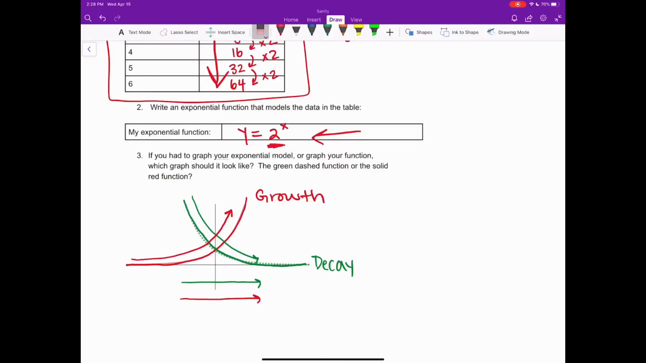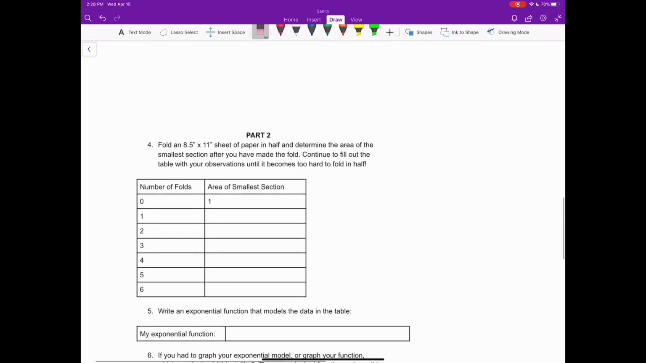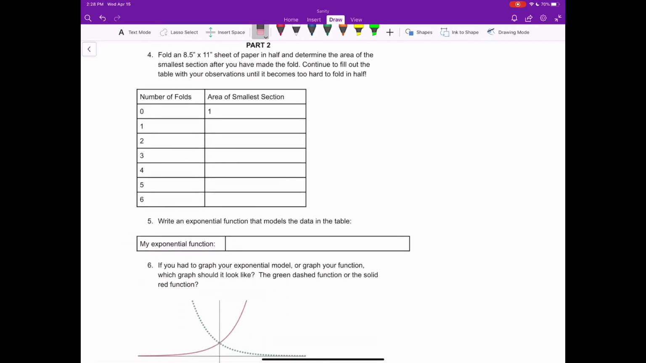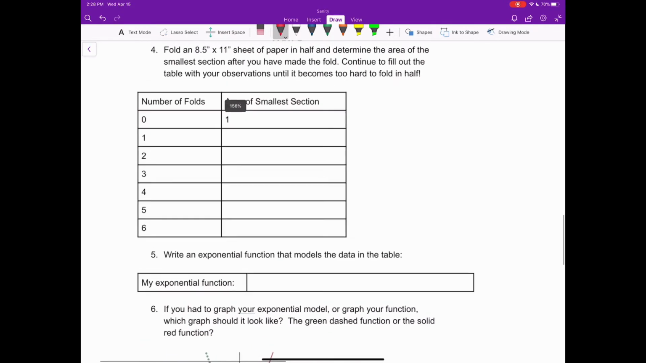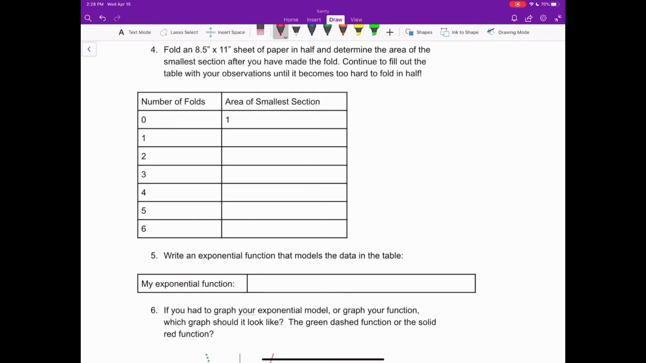All right. So we just saw how to do part 2. I'm going to show you how to start filling in the table, and then I'm going to ask you to do most of the rest of it. So we said after 0 folds, we had a total unit area of 1.